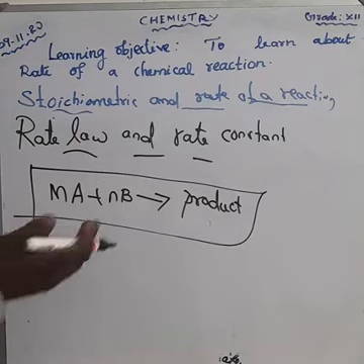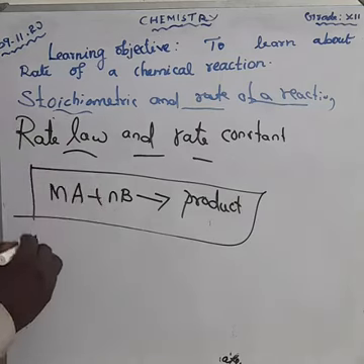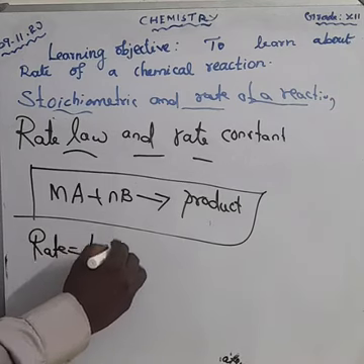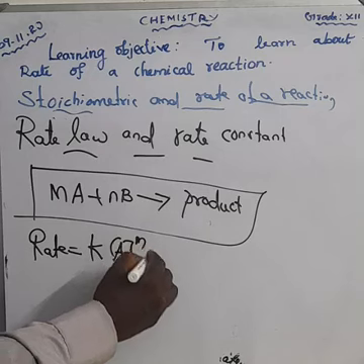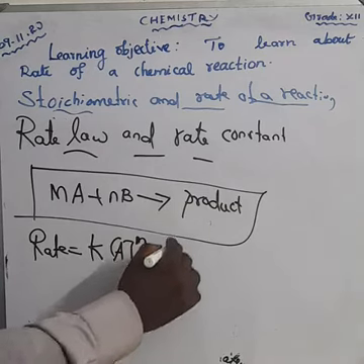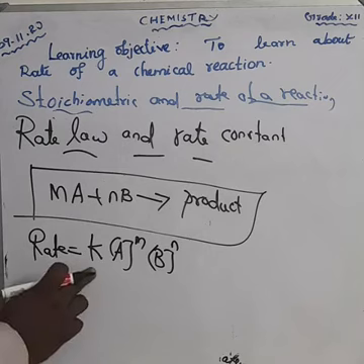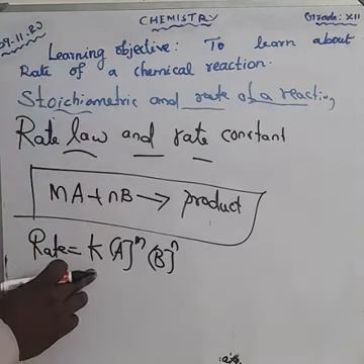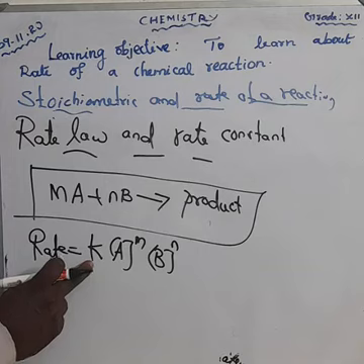The rate law for this reaction can be written as rate is equal to K into A to the power m and B to the power n. This is about the rate. Here what is K? K is called the proportionality constant. Okay? That we can say is the rate constant.